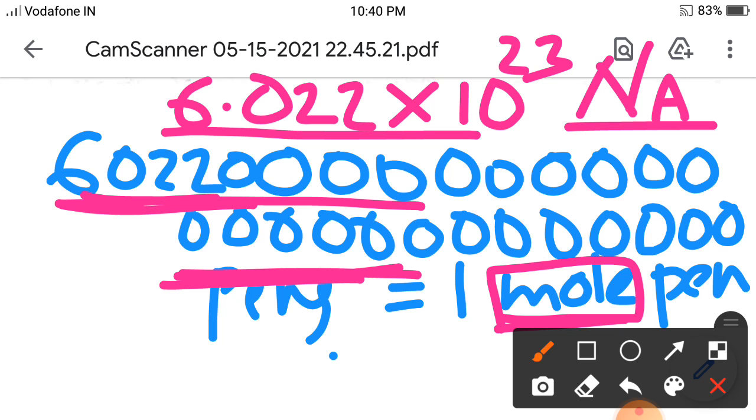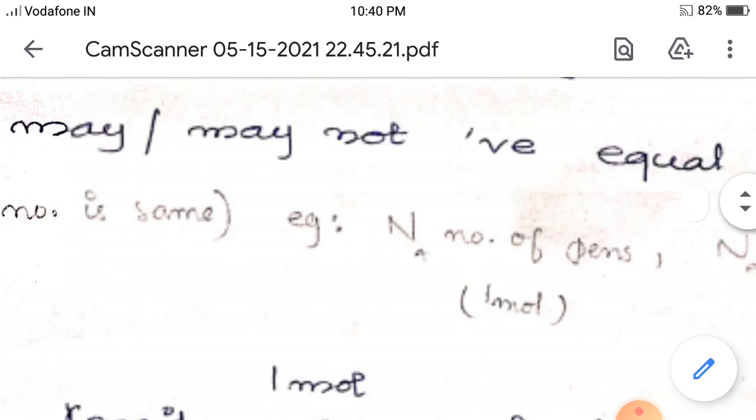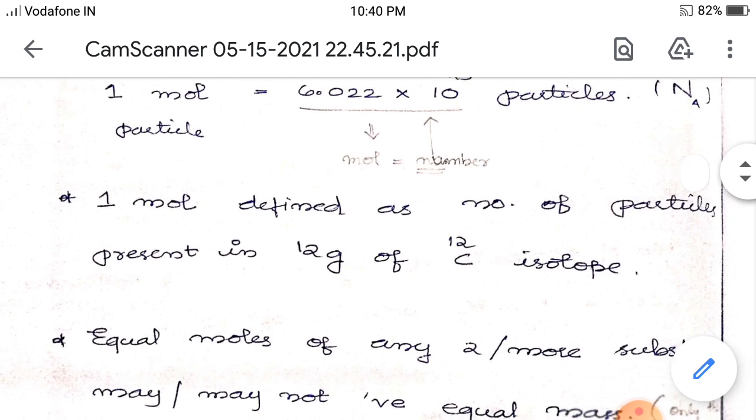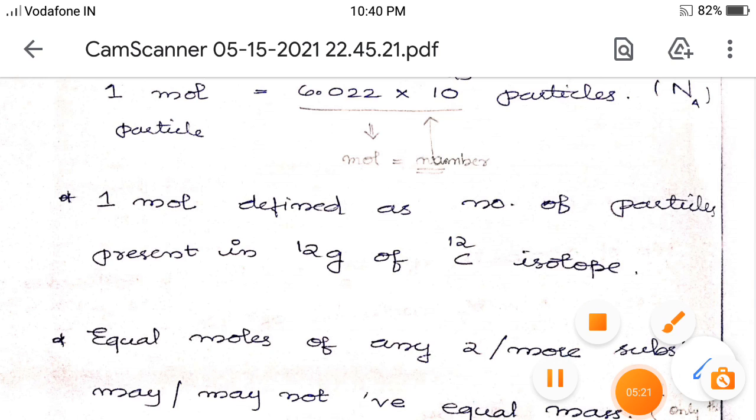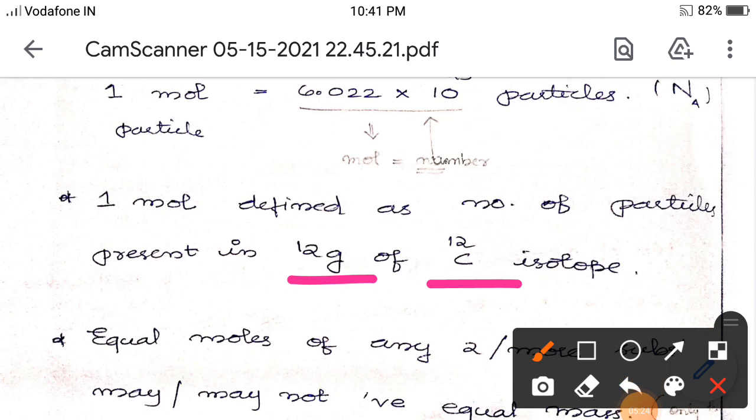In your NCERT textbook, 1 mole is defined as the number of particles present in 12 gram of carbon 12 isotope. Here 12 is the mass number of the carbon isotope. So 1 mole is defined as the number of particles present in 12 gram of carbon 12 isotope.